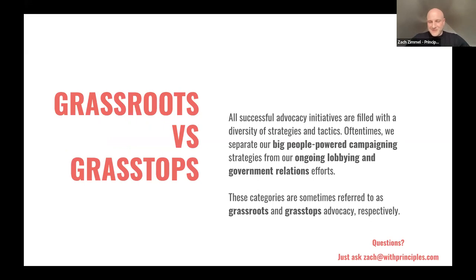Before we get into anything, I wanted to talk about these definitions. This isn't actually in the toolkit, but I think it's important for us to think about this. All advocacy work requires a diversity of tactics in order for us to achieve our goal. And we can sometimes think about advocacy programs as being divided into grassroots initiatives and grass tops initiatives.